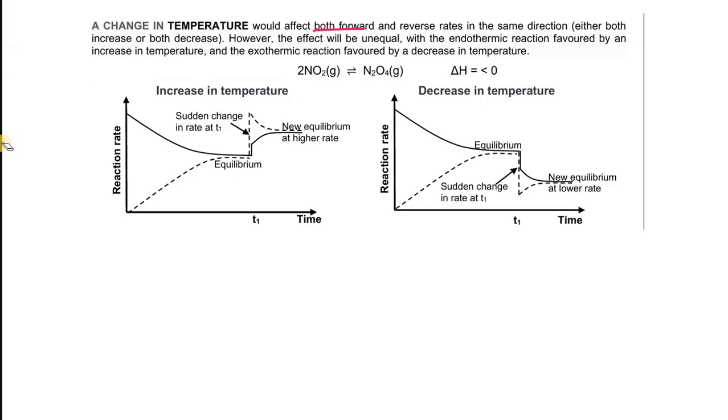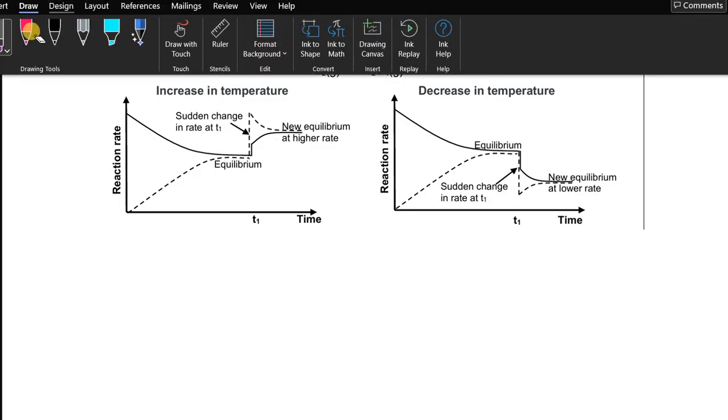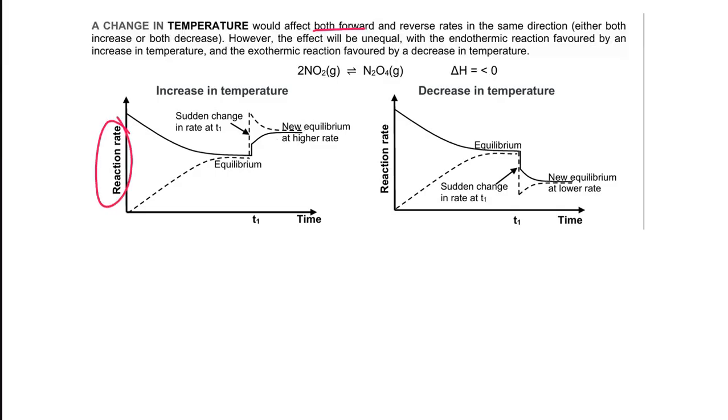Here we're just discussing reaction rate graphs. When I'm saying reaction rate, I want you to think of forward reaction and reverse reaction. Okay, that is reaction rate graphs. You must always check what you have on the y-axis. If you have reaction rate, already think about forward reaction, already think about reverse reaction.